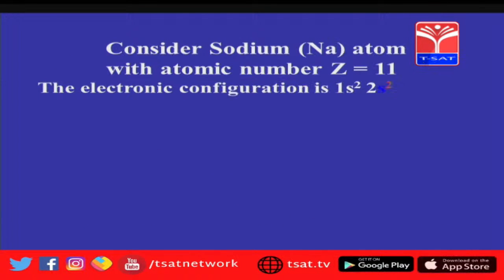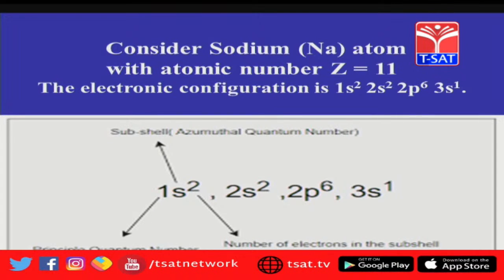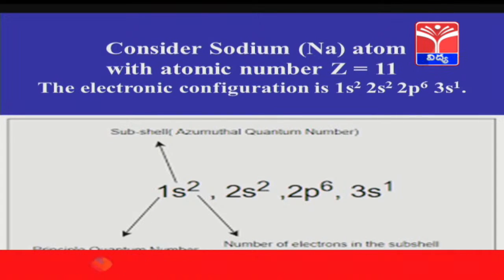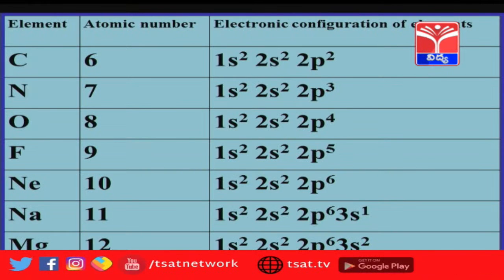Consider sodium atom with atomic number 11. The electron configuration is 1s2, 2s2, 2p6 and 3s1. It can be written like this. S indicates subshell, 1 indicates principal quantum number, and the number 2 indicates the number of electrons in the given subshell. See the electron configuration of the remaining elements given in the following table.